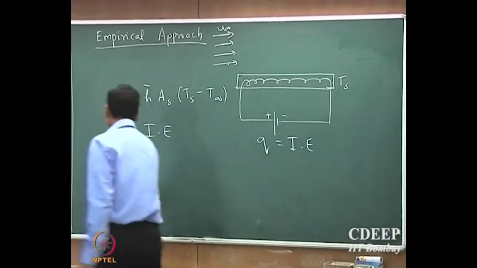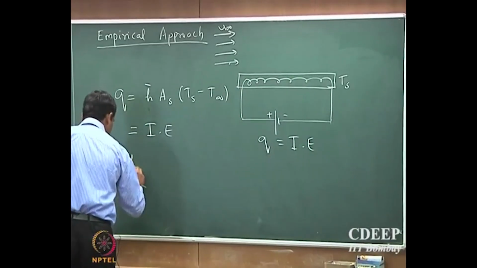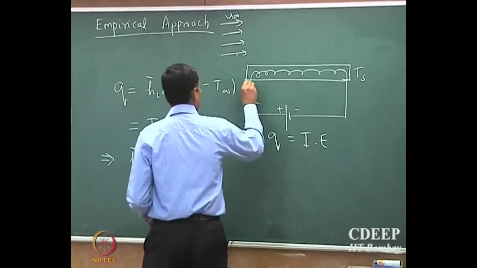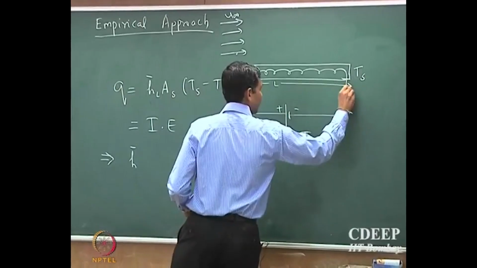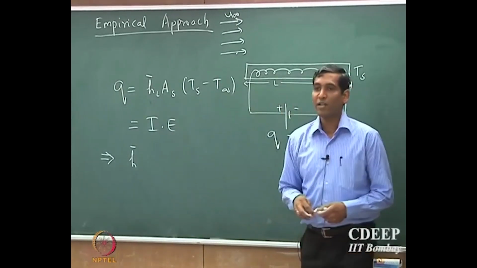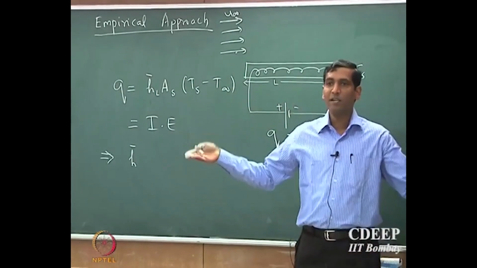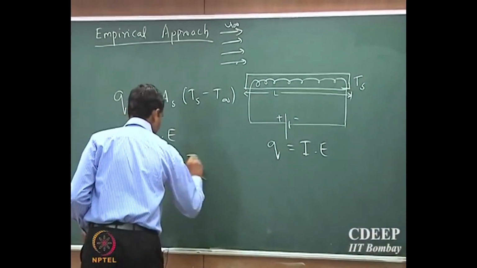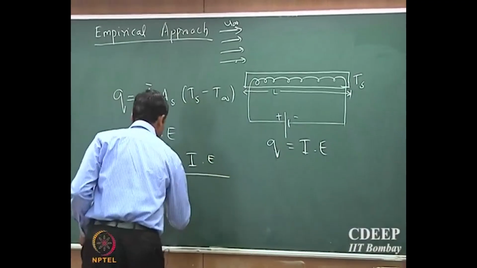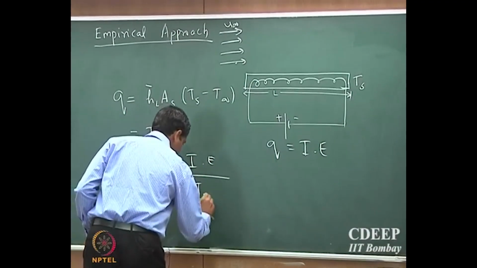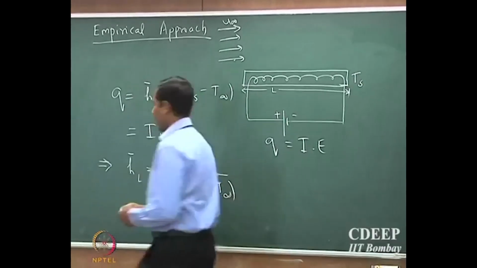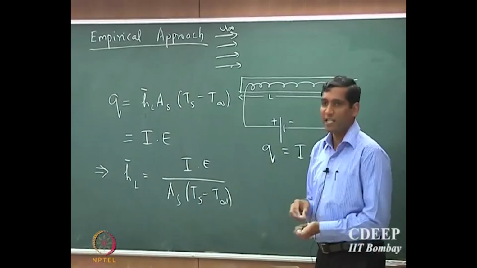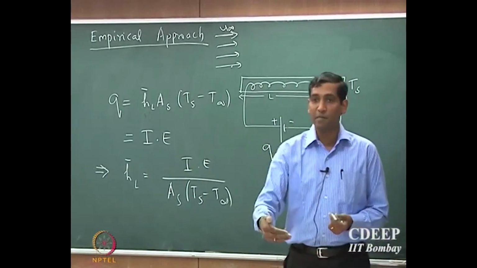So, from here experimentally one could estimate H bar. So, if I put a subscript L, where L is the length of the plate, so if I say this is the average heat transport coefficient based on the length of the plate, so H_L would be I times E divided by Ts minus T infinity. Fair enough. So, we know how to calculate the heat transport coefficient experimentally.